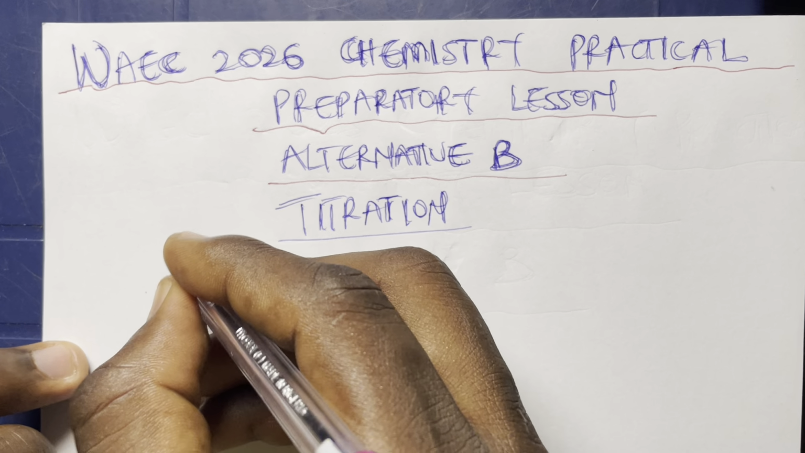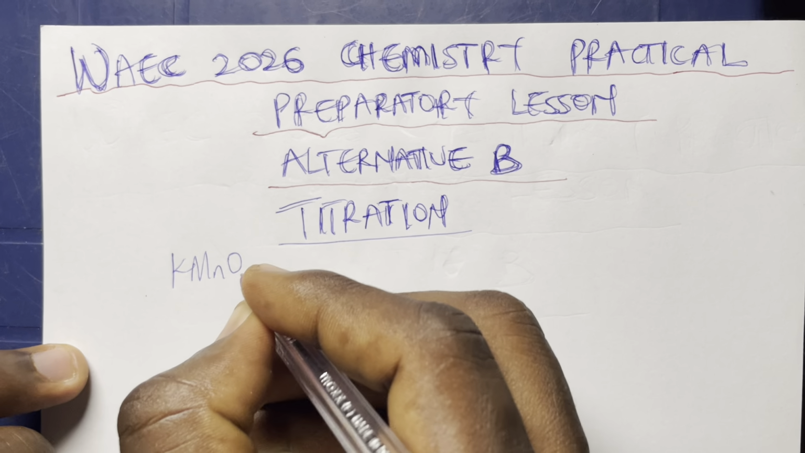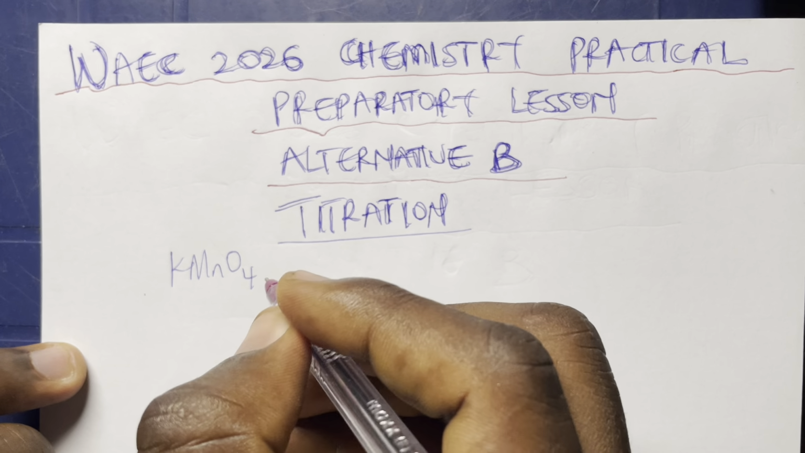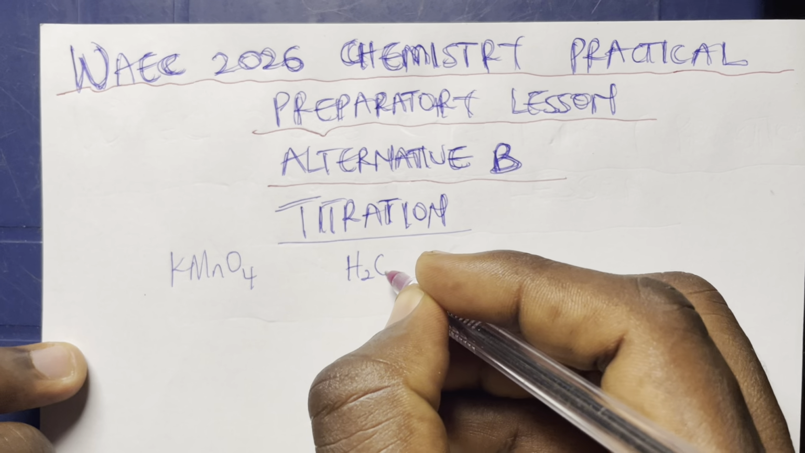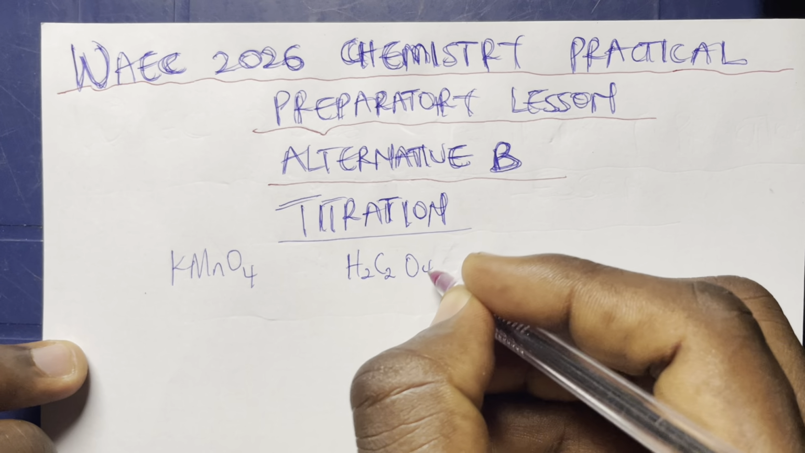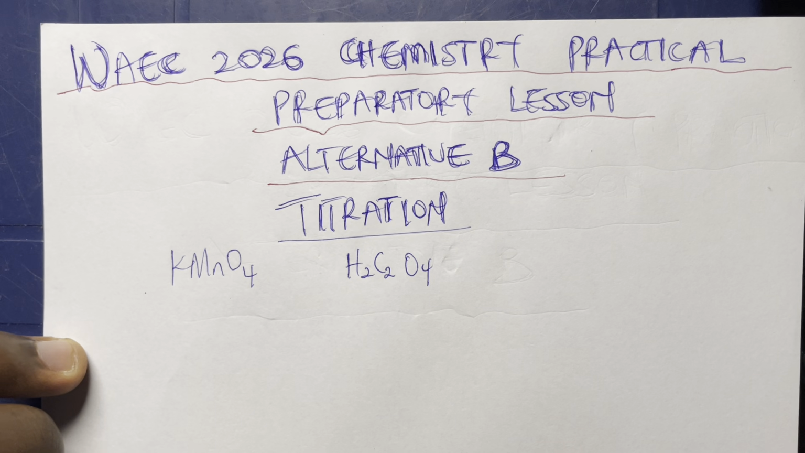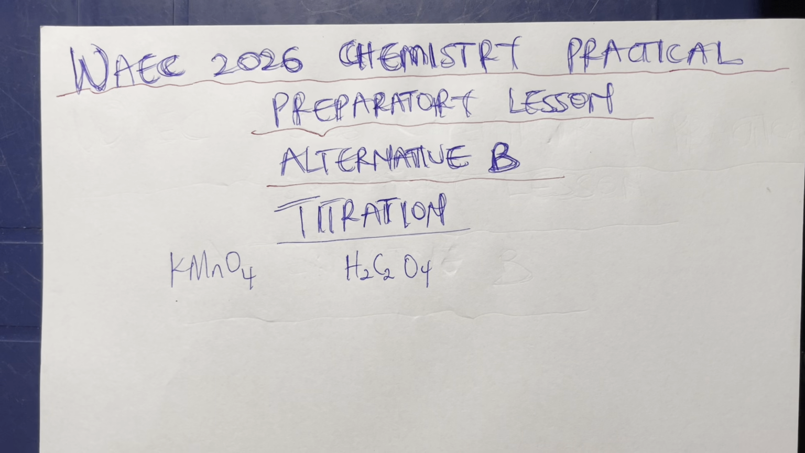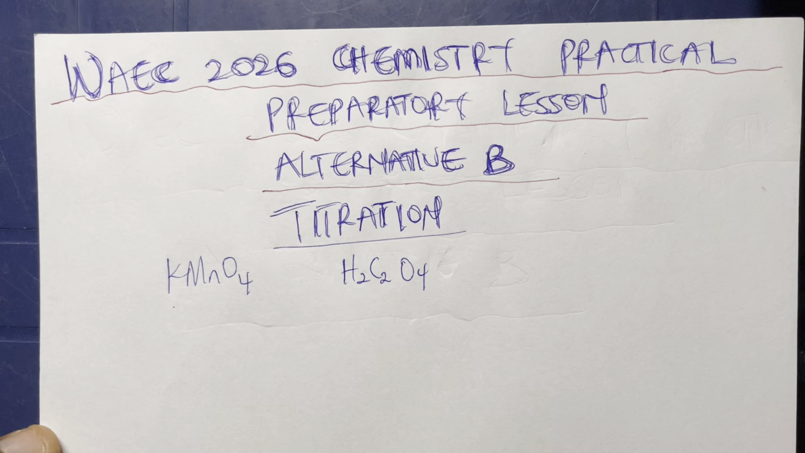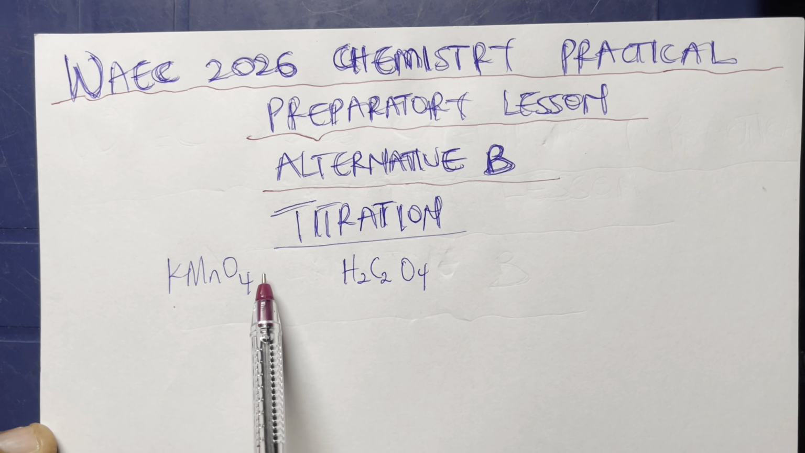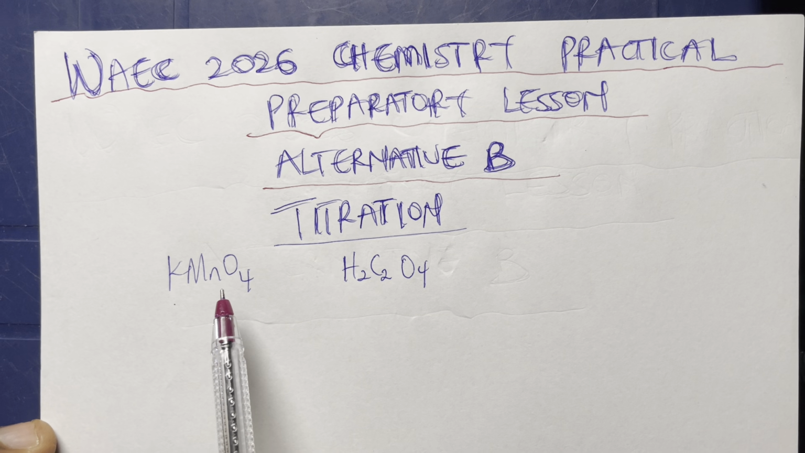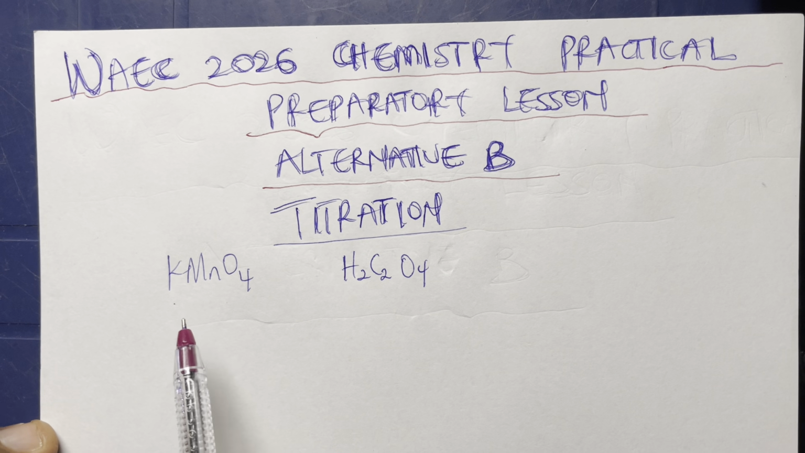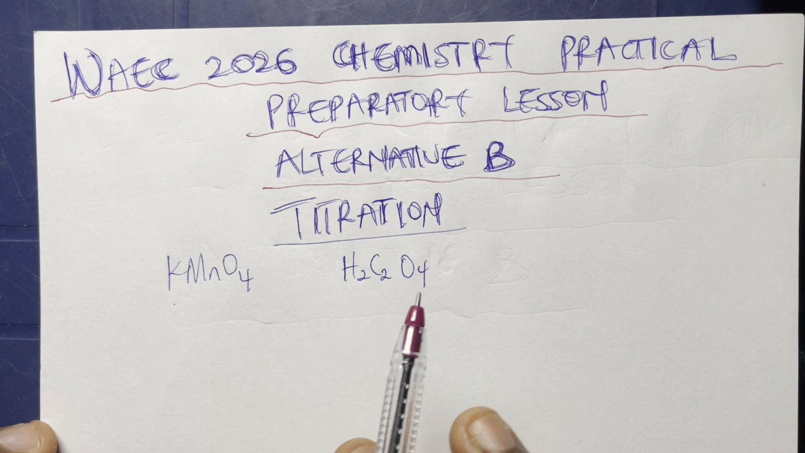We are titrating this KMnO4, that is potassium permanganate, which is purple in color, against this acid, H2C2O4. So you are titrating this against this. Now, the thing you must take note of is that when titrating redox, you don't add maybe 2 drops of methyl orange or any indicator, because this KMnO4 itself is self-indicating. So how does the practical go?